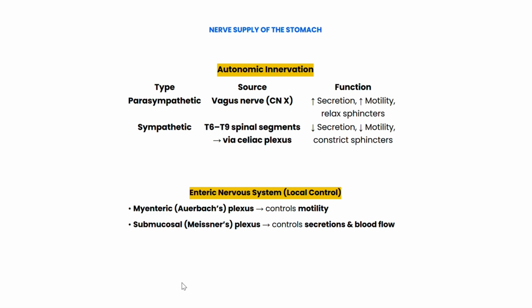In addition to autonomic control, the stomach also has its own intrinsic nervous system, the enteric nervous system. The myenteric plexus or Auerbach's plexus, located between muscle layers, controls peristalsis and motility. The submucosal plexus or Meissner's plexus, found in the submucosa region, helps regulate glandular secretion and blood flow within the stomach wall. This combination of extrinsic and intrinsic control ensures the stomach responds appropriately to the food, stress, and also digestive needs.